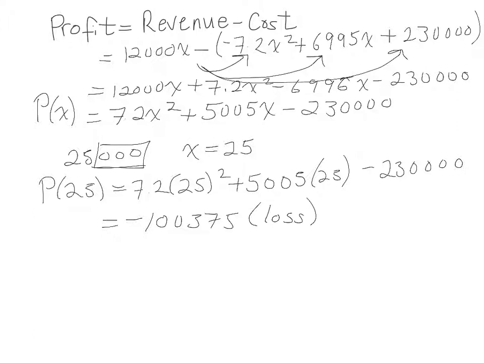So that's a loss. The next part of question B is to find out what happens when you sell 60,000 calculators. So here again, 60,000. So the profit function is for x thousand. So here x is equal to 60, and we're going to substitute there. Every time you have an x, we're going to substitute 60.